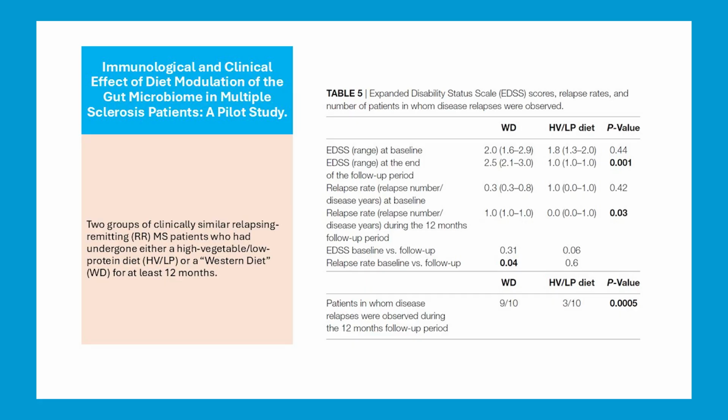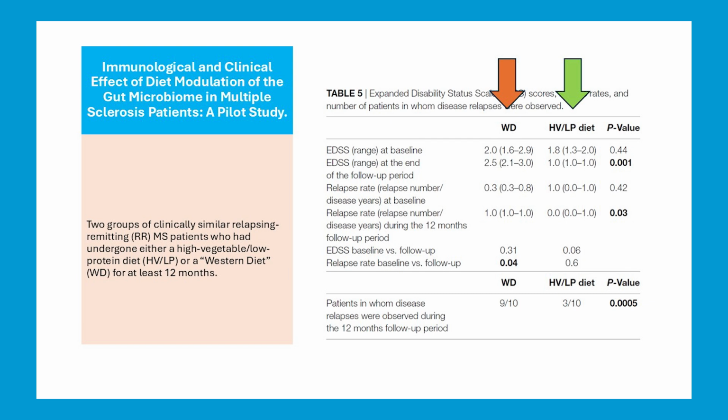With that said, returning to this paper, these researchers had two groups of clinically similar relapsing, remitting MS patients who had undergone either a high vegetable, low protein diet or a Western diet for at least 12 months. In the high vegetable diet, one of the families I just mentioned, Lactobacillus, was significantly more abundant. That pro-inflammatory interleukin-17 we keep talking about, which is part of the hyperinflammatory response in autoimmune disease, was significantly reduced in the high vegetable group.